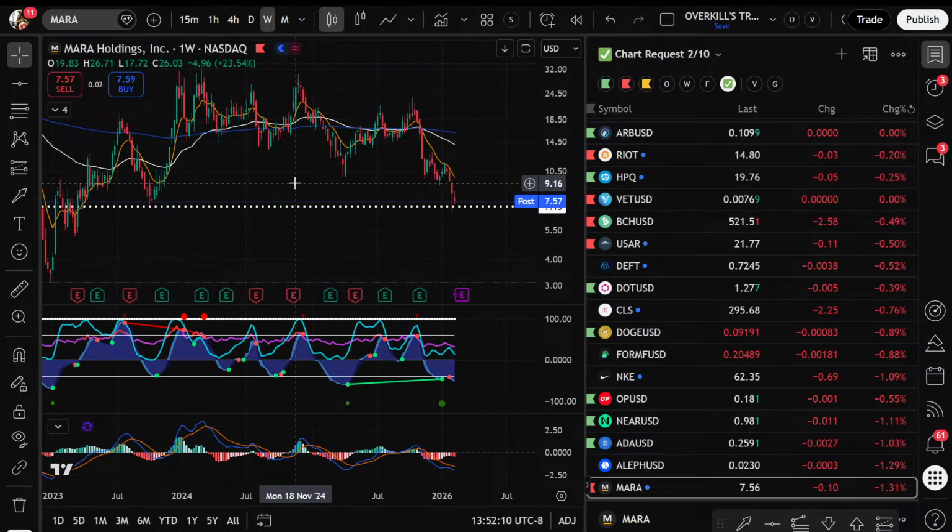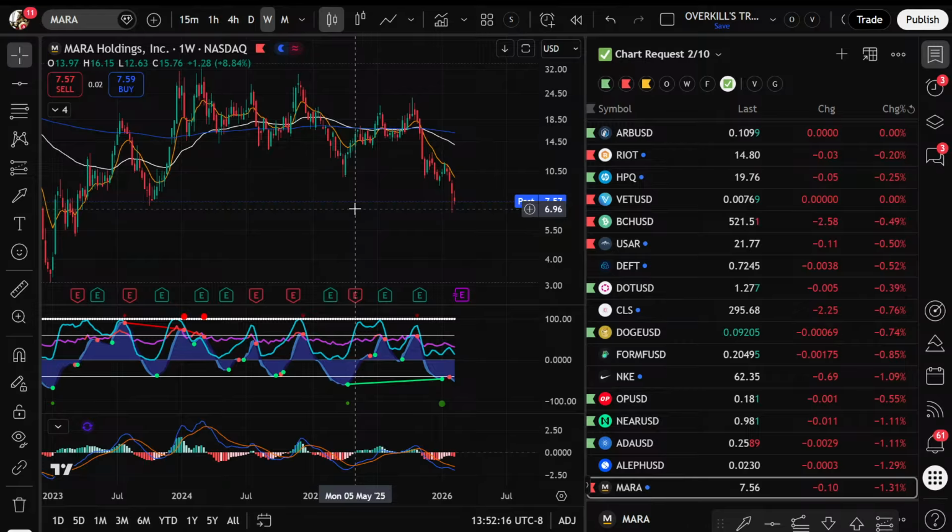Have I ever bought Bitcoin? Yeah. I have the Coinbase credit card, actually. The Coinbase credit card gives me 3% back in Bitcoin with every purchase.